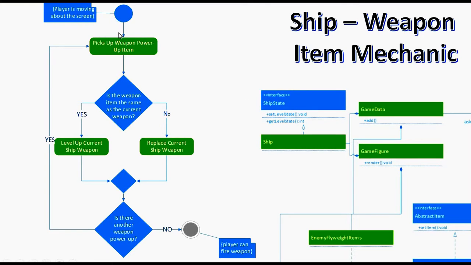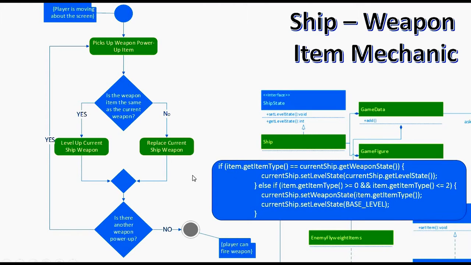So the player moves about the game, and then when they pick up an item, if it's the same type of item that they already had on their ship, then it moves up to the next level of the same item. If it is a different item type, then the weapon on the ship is changed to that weapon type.